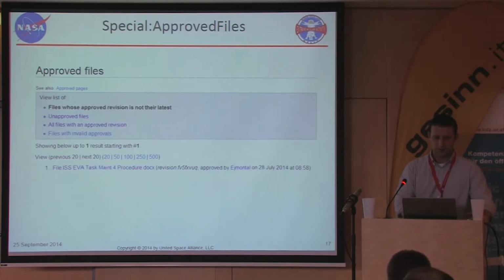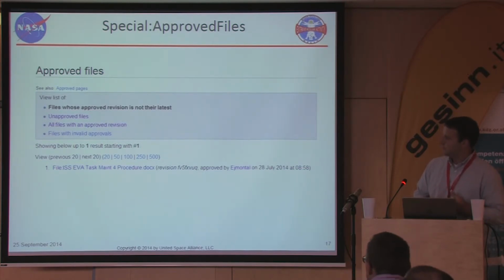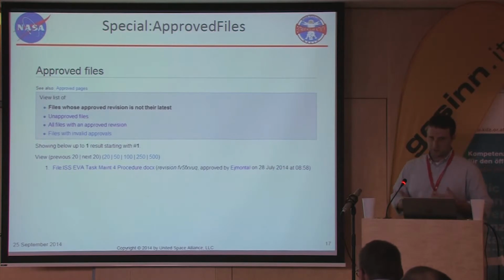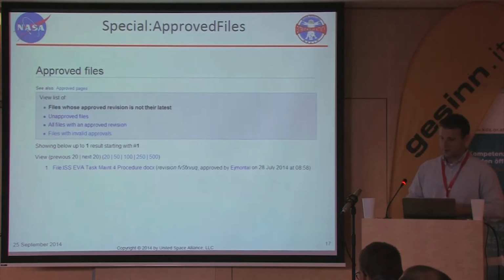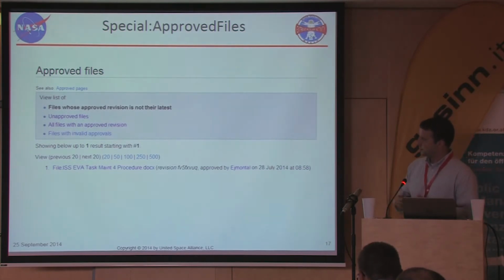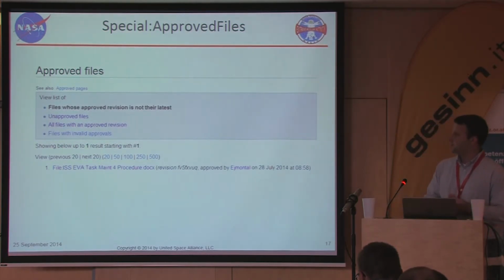So, kind of rounding out the discussion here, previously there was a special page called Approved Revs that showed you all the approved revisions. We split that out into 2 pages now, so we've got approved files and approved pages, just because they are different things, and it makes it easier to track them. So you can go here and see all files whose approved revision is not their latest. That'll allow you to see the ones that you have something you need to do on.